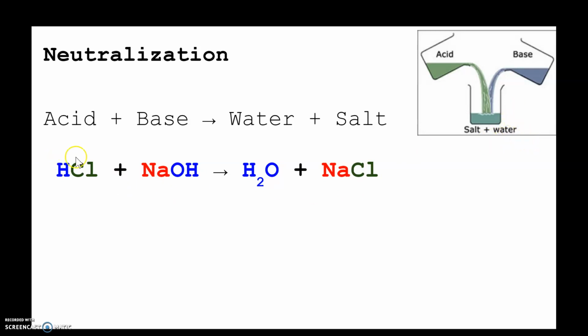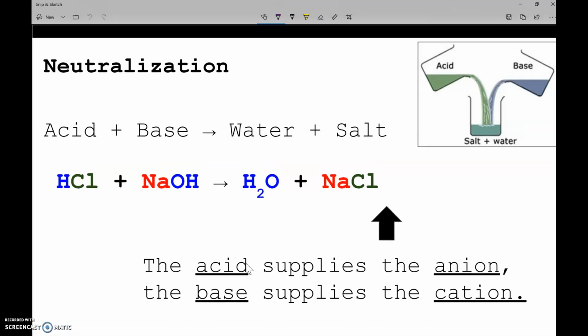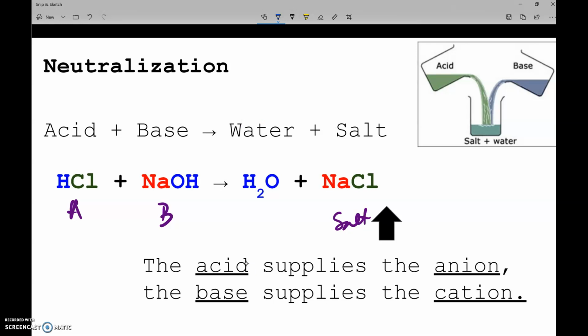Okay, here is a formula for an acid and a base neutralization reaction. Right here, this is your salt. And your salt, the acid supplies the anion. So right here, here's your acid, and here's your base, here's your water, here's your salt. So if you notice right here, your acid supplies the anion, and anion, remember, is negative. Remember the word anti kind of goes with anion. So this is your anion right here, and it goes with the acid. That's where that comes from.